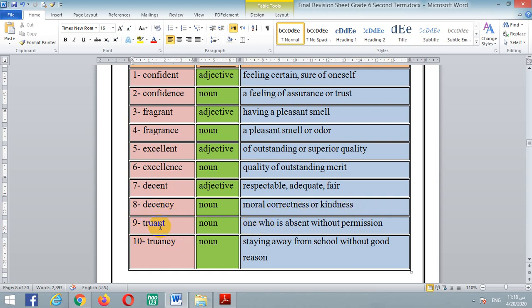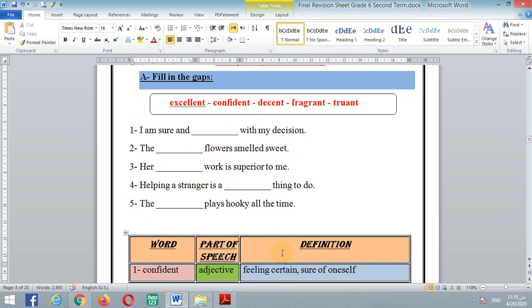Number 9, truant. Truant is a person who is absent without permission. When you are absent from school without permission, you are truant. The noun of truant is truancy. Truancy, staying away from school without good reason. Okay, now let's answer exercise A. Excellent, confident, decent, fragrant, truant.